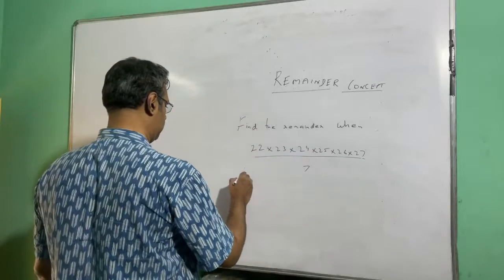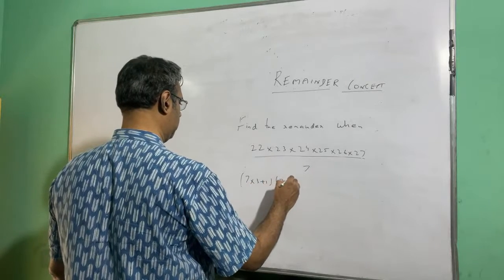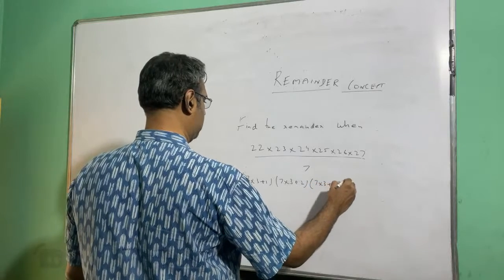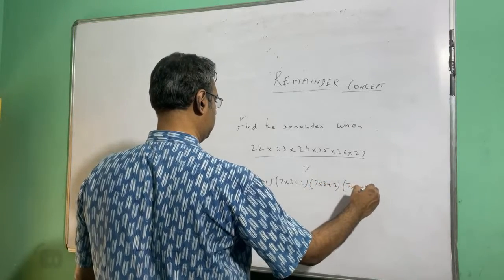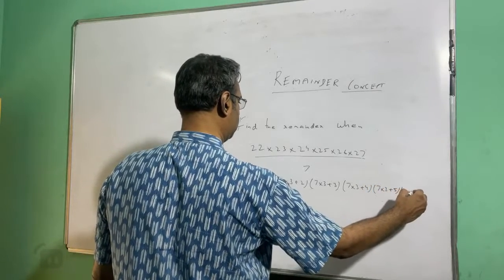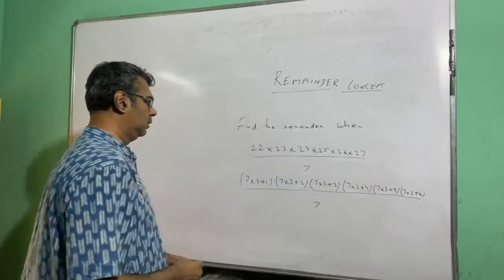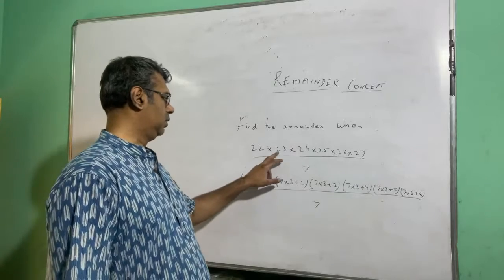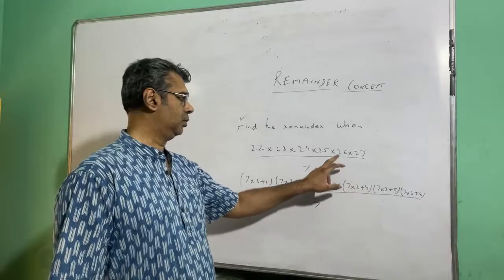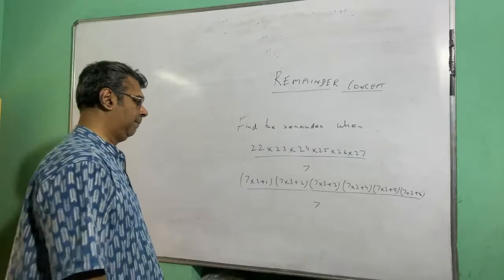So how to do this question? You have to write 22 is 7 into 3 plus 1, 23 is 7 into 3 plus 2, 24 is 7 into 3 plus 3, 25 is 7 into 3 plus 4, 26 is 7 into 3 plus 5, and 27 is 7 into 3 plus 6.